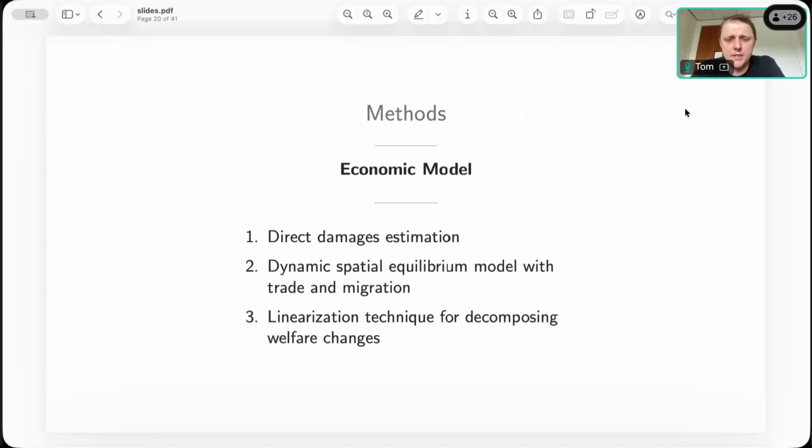I'm going to give a few details on the economic model now. We see there being three stages to the economic modeling. Firstly, we have to estimate the direct damages from changes in weather that are implied by changes in climate. But we also want to account for how trade and migration might mitigate or amplify these direct damages for certain countries. To do that, we develop a dynamic spatial equilibrium model that allows for trade and migration. And finally, we develop some new analytic tools that allow us to decompose variance in welfare changes according to the different model components. So I'll go through each of those components really quickly, one at a time.